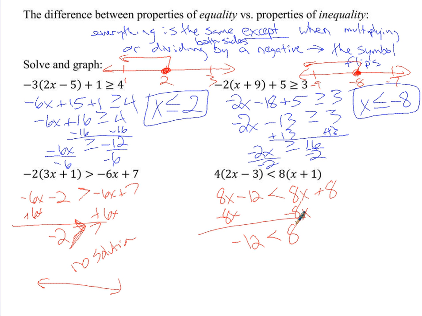Negative 12 is less than positive 8, always. So therefore, the solution here is all real numbers. If you look in the back of the book, they're going to give you a number line, and they're going to shade the whole thing. You give me all real numbers, I'm going to be happy with that. Show me the graph, fine. Okay?